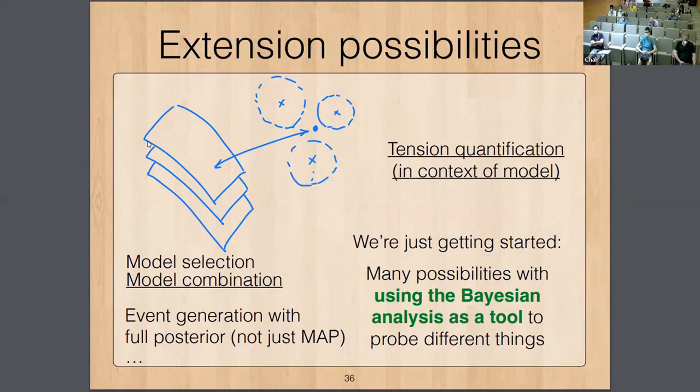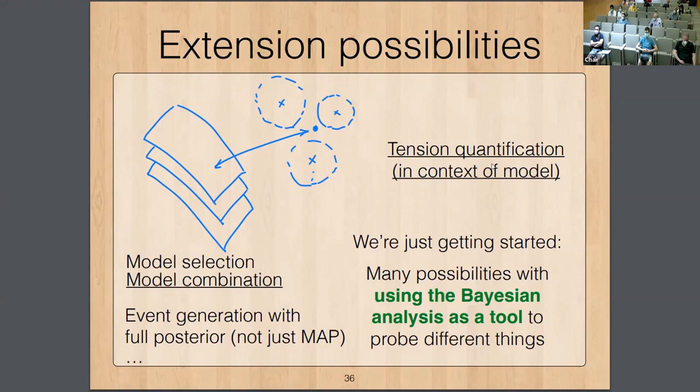So for example, if we have multiple models that try to capture the same physics, we can do model selection to see which one is favored by data compared to others. We can also do model combination, which I'll have a slide on in a couple of slides. And we can also do optimal event generation with a full posterior and not just a single parameter. Because if you have two parameter points in the model space that do equally well, then we should not pick one or the other to generate events, but we should generate with equal proportions. And event generation with full posterior will capture this whole knowledge about data.